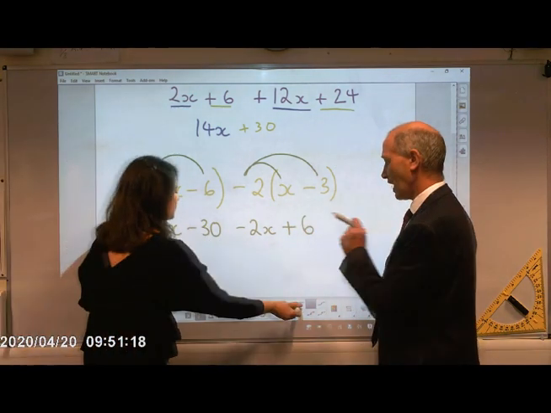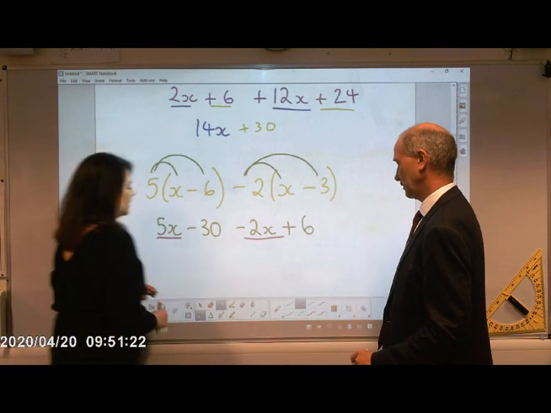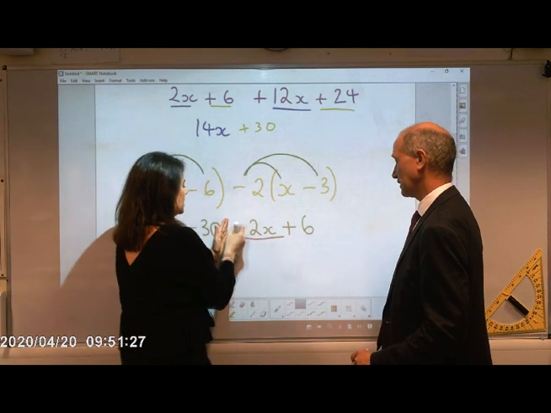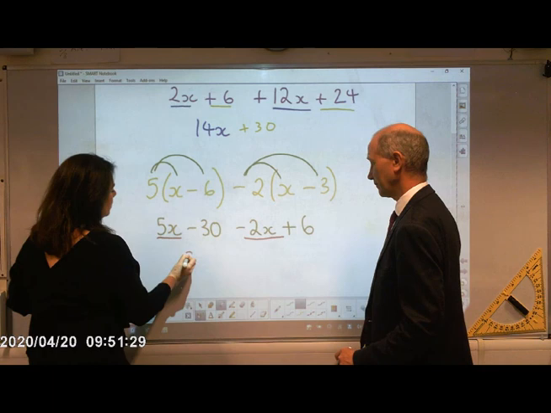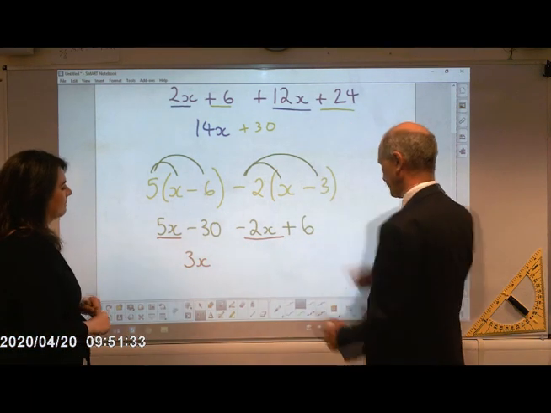Now we've expanded, so now we mustn't forget to simplify. 5x, take away 2x. This is positive 5x, this is negative 2x. That's the sign that you're focusing on. 3x. And then minus 30, add 6.